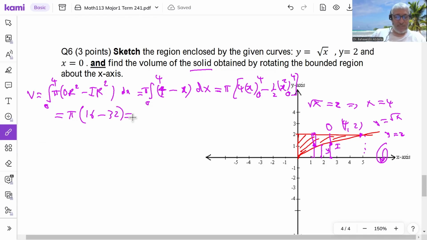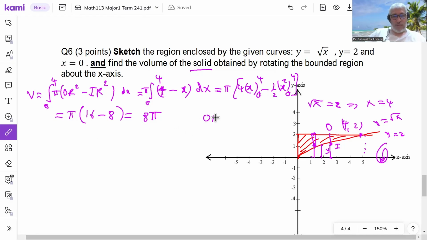Sorry, 4 squared is 16. 4 squared is 16 minus 0, so 16 over 2, that's 8, not 32. Again, if it were 32, the answer would be negative, and the volume is never negative. So I know that I made a mistake. I reviewed my work, so it's 8. So the answer is 8 pi. This seems good. This answer is accepted. The volume is 8 pi.